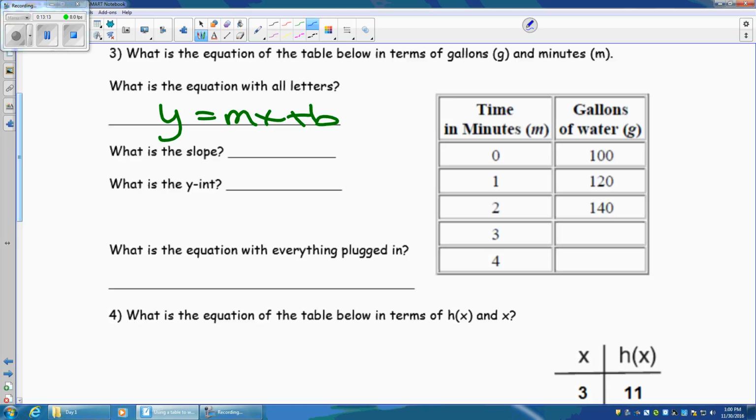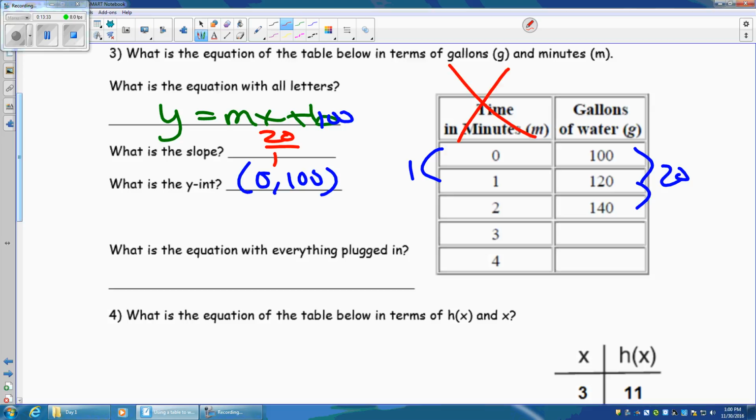Does this one give me an easy y-intercept? It does. It is 0, 100. So I know I can plug in 100 right there. What is my slope? Well, this side's changing by 20, and this side's changing by 1. Which one has to go on top? Obviously the y's, which reminds me, I forgot to do something that I told you guys to do. Be obnoxious and put a big old x and y.